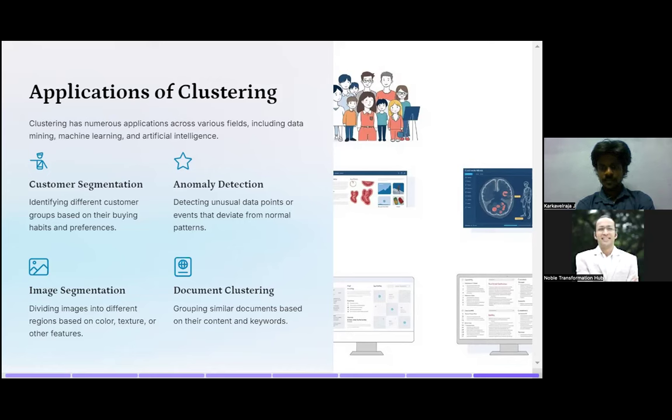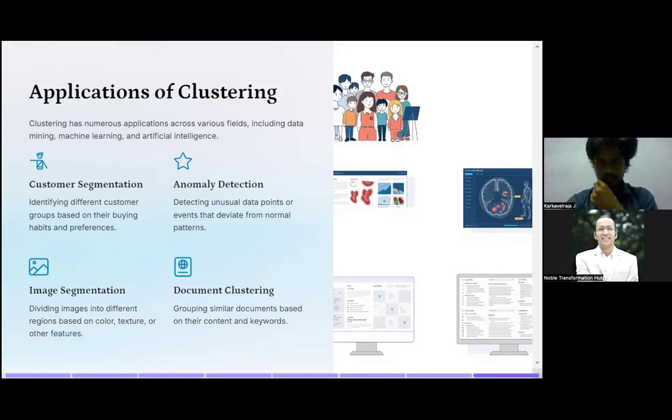Customer segmentation: we apply it to identify different customer groups based on their buying habits and preferences. You've seen there were different clustering techniques which we had, and here we can apply them. A cluster means a group, so based on different customer groups and their buying habit patterns, there would be a cluster, and it will have borders. It will have noise also.